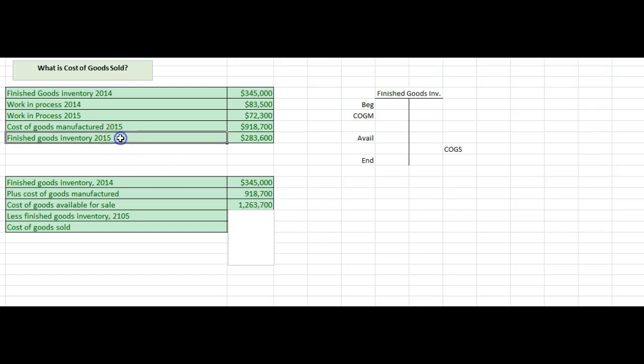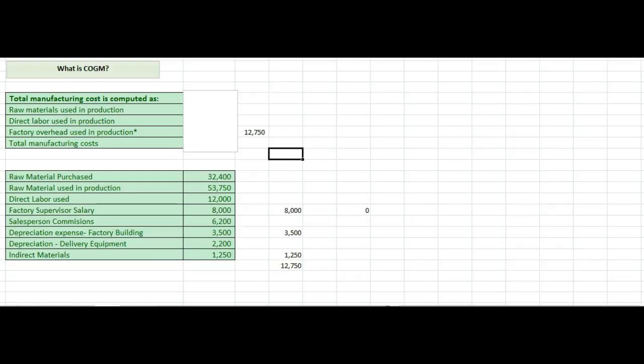So all we have to do is subtract the finished goods here at the end of the year. And we find out that what was sold is the cost of goods sold, $980,100. So this is a way of backing into the cost of goods sold. You take your beginning plus what you add minus what's left to give you the cost of goods sold. And we're going to now do how to do cost of goods manufactured.